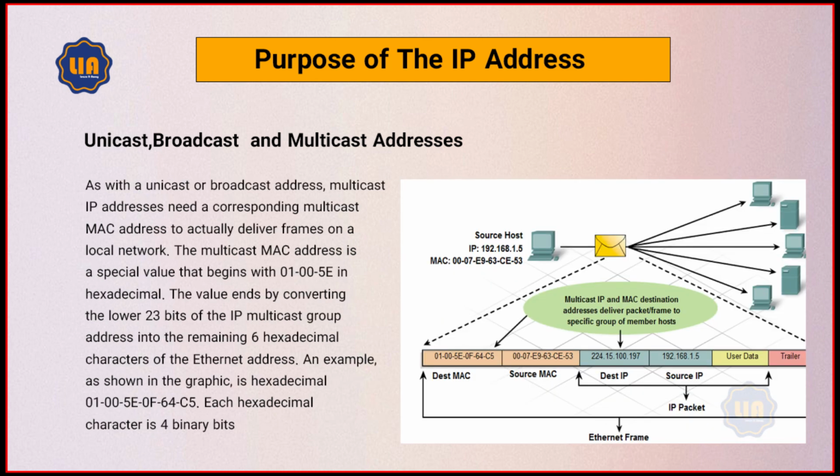As with a unicast or broadcast address, multicast IP addresses need a corresponding multicast MAC address to actually deliver frames on a local network. The multicast MAC address is a special value that begins with 0100-5E in hexadecimal. The value ends by converting the lower 23 bits of the IP multicast group address into the remaining 6 hexadecimal characters of the Ethernet address.